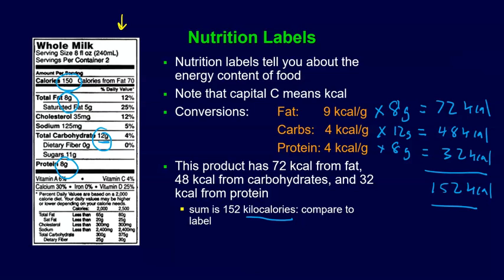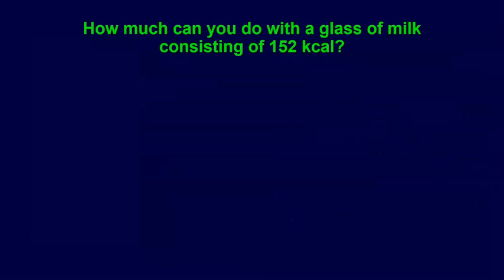But kind of cool. You can actually sit down and look at this thing on the back of your food and kind of understand it hopefully a little bit better. And so that's how much energy we get from the chemical reactions for these particular types of food products. And so then what we can do is convert this: okay, how much can you do with a glass of milk consisting of 152 kilocalories?